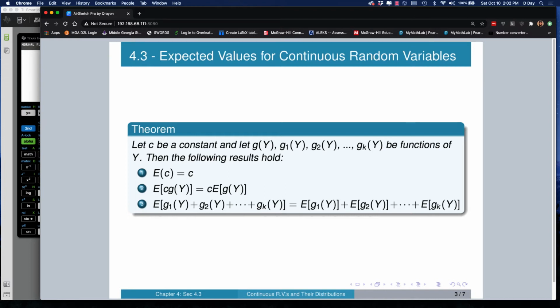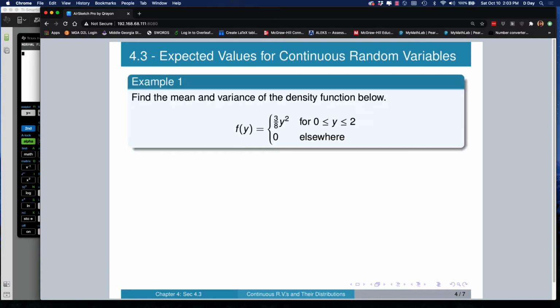And last but not least, if we want the expected value of several functions of g of y all summed together, then we can separate those and then sum them together. So that's a rule that still applies here. It's not much different than what we've seen in the past, so nothing really new here. It's just reiterating the point. Okay.